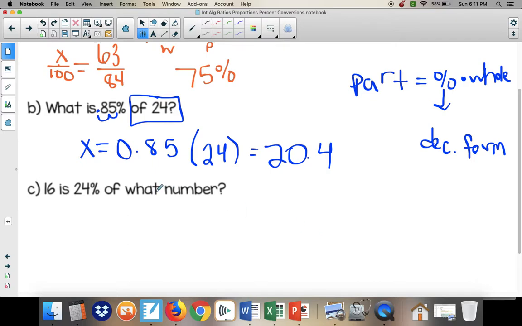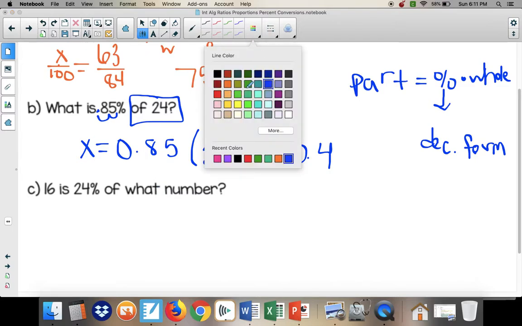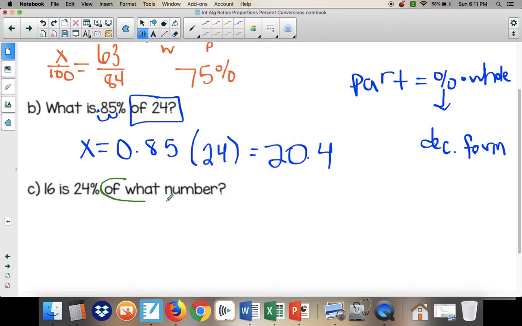All right, so 16 is 24% of what number? So this time we are trying to find the whole. 16 is your part, and 24 is, of course, your percent. So you can set it up either way. You can set it up in the percent proportion or the equation.